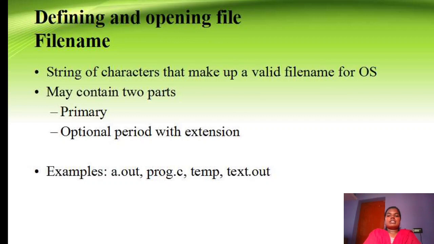Next, let us see the file name. A file name is a collection of characters that we can call a string. It may contain two parts. The first is the primary part, that is the name of the file, and an optional period with an extension. That means some files we can save with an extension, or we can simply save them with the name only. For example, a.out, program.c, temp, text.out. Here a is the file name, and .c and .out are the extensions of the files. That shows the type of the file.